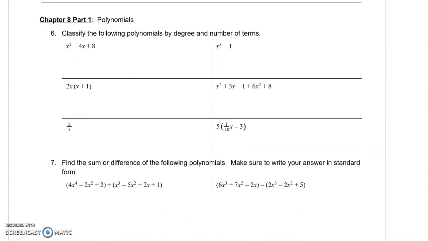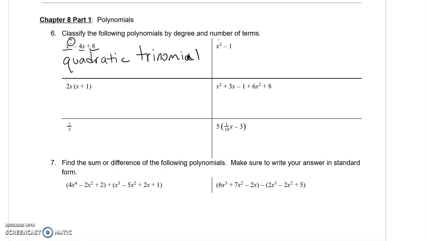Number 6, I'm going to run through really quick for Chapter 8, Polynomials. It's raised to the second power, so we're going to call it quadratic. There are 1, 2, 3 terms, so it is a trinomial.